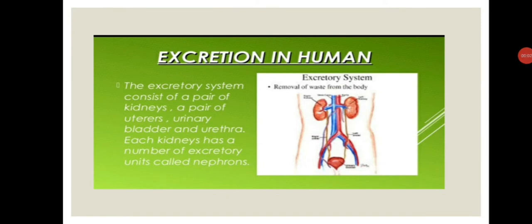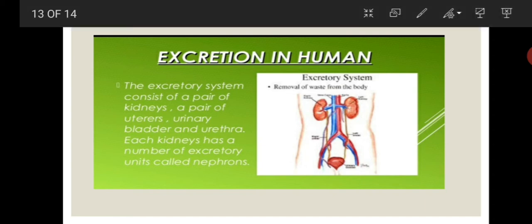So here we are once again discussing life processes. We are now going to discuss the excretory system both in humans as well as plants. Let us start with the excretory system in humans. The excretory system in humans, children, consists of a pair of kidneys. As you can see here, a pair of kidneys are present, a pair of ureters are present, a urethra is present, and a urinary bladder is present to give out the urine.